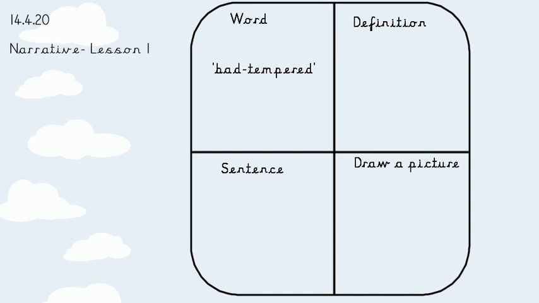Now, if we were in class, I would always demonstrate this and show you an example of one that I've done. So I thought I'd have a go at doing this at home. Let's see if it works. Excellent. So you can see in the top left-hand corner, I've got the words bad-tempered. Next to it, I've written the definition, and this is just one that I thought of myself. So I've written feeling irritable or down in the dumps. That's a great expression, isn't it?